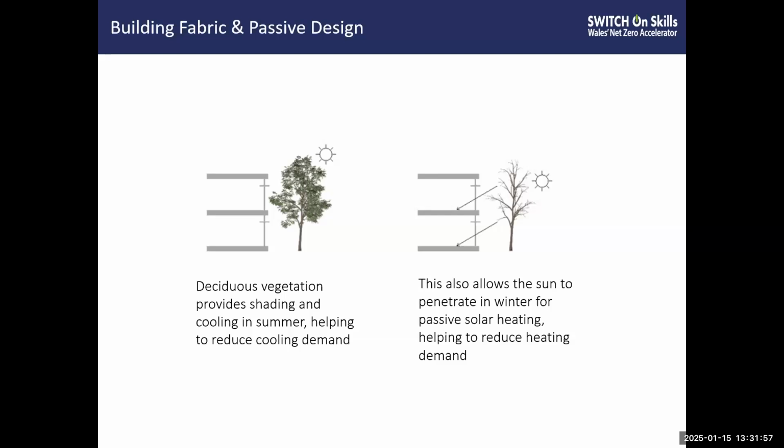And then in the winter, obviously the trees and the plants will lose their leaves, and this will allow the sun to penetrate and heat up the building. So we've got passive solar heating helping, therefore we don't need the heating on as much in the building. So it's things like that which can contribute to the passive design.